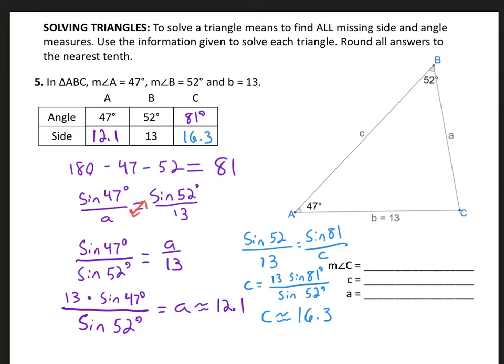Excellent. I solved this triangle. I could fill out the side if I wanted to. Measure angle C is 81 degrees, C is 16.3, and A is 12.1. But if you fill out the table, it's the same thing. All right, let's move on.